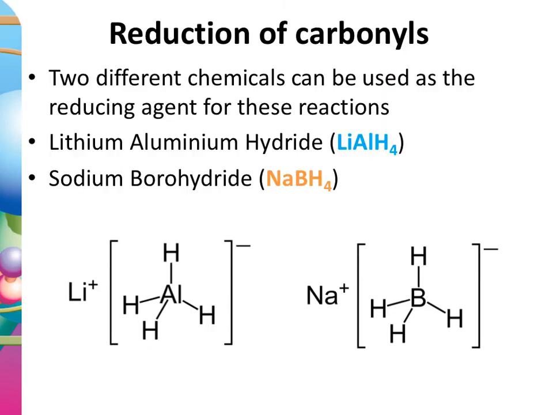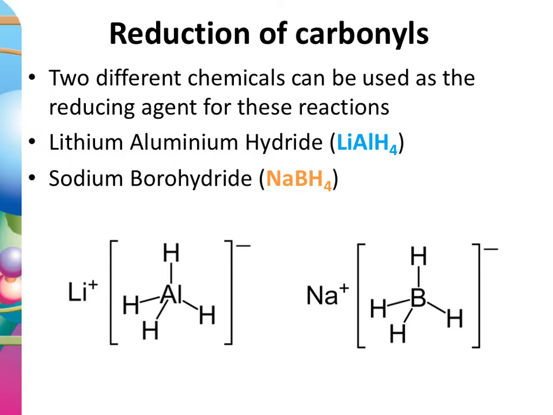So even though we use H with the square brackets to represent reducing agents, when it comes to the exams, we still need to be able to name suitable reducing agents. And two that are commonly mentioned in terms of the reduction of carbonyls are lithium aluminium hydride, which has the formula LiAlH4, and sodium borohydride, which has the formula NaBH4.